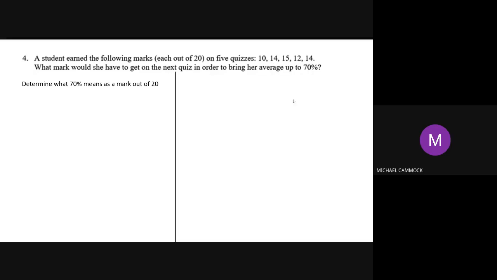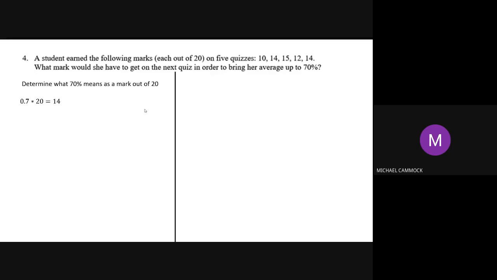So the way that I could do that is by finding what 70% of 20 is, which is 0.7 times 20, which is 14. So now I know that the average the student wants is 14 out of 20, right? She went as low as 10, went as high as 15, but she wants her average to be 14. How can she make that happen? You know, this 10 out of 20 here, that's like 50%. That's really pulling her average down.